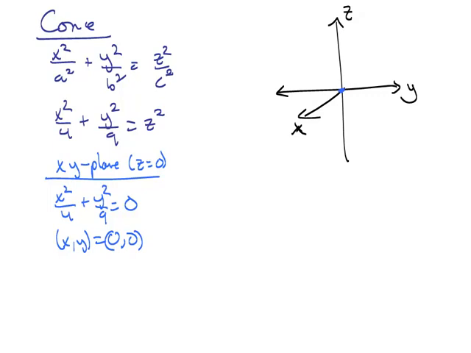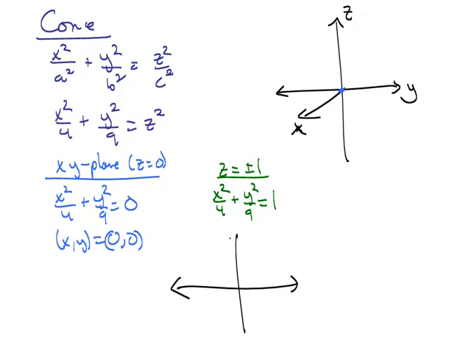Now if I take different values of z, for example, if I take z to be equal to either plus or minus 1, what do I have? I have x squared over 4 plus y squared over 9 equals plus or minus 1 squared, which is 1. From what we just did on the previous page, we know that's an ellipse intersecting the x-axis at 2 and the y-axis at 3. So it looks like this. And that occurs at the plane where z is equal to 1 or the plane where z is equal to negative 1.